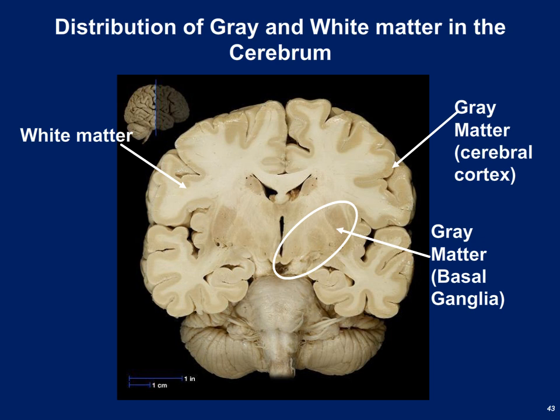On the other hand, the deeper regions of the brain contain primarily white matter, just myelinated axons, which are transmitting information from different parts of the brain, from the brain to the spinal cord, and so on. But if we go even deeper within the cerebrum, we'll see something called the basal ganglia, or probably better called the basal nuclei. These are collections of cell bodies within the central nervous system, and as we'll see, they're important in the contraction of skeletal muscle.